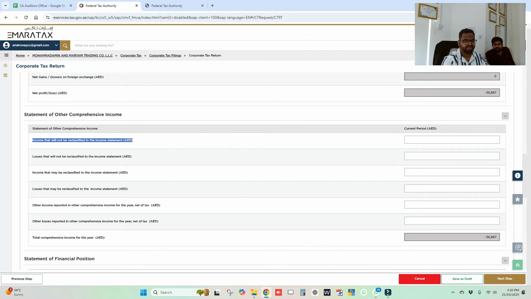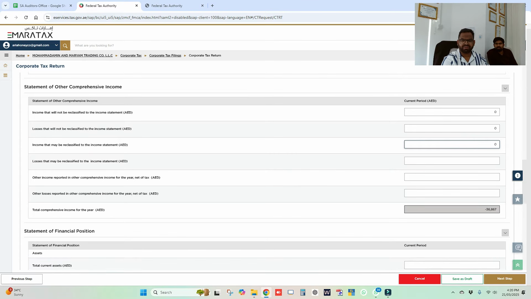Income that will not be classified into the income statement. There is nothing like that. Losses that will not be classified into the income statement. Not income that may be reclassified. These all are as per the IFRS. If you have a good knowledge of IFRS, then only you can fill these things.